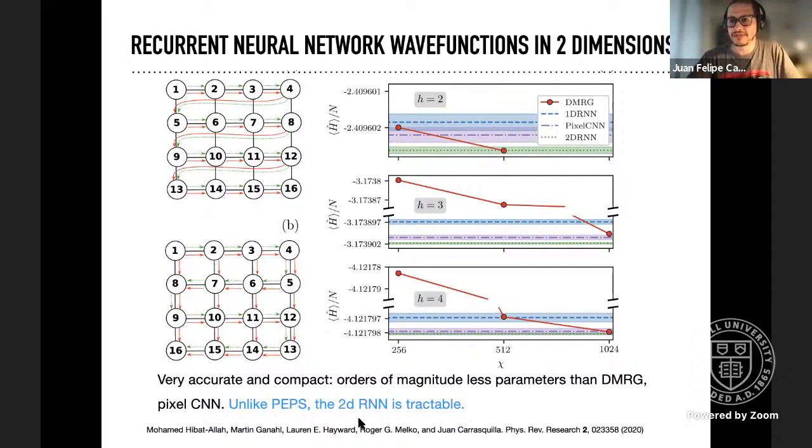Basically, you can compute the amplitude of the wave function exactly in polynomial time. Okay, so that's it for recurrent neural networks. Juan, there's a question. Okay.